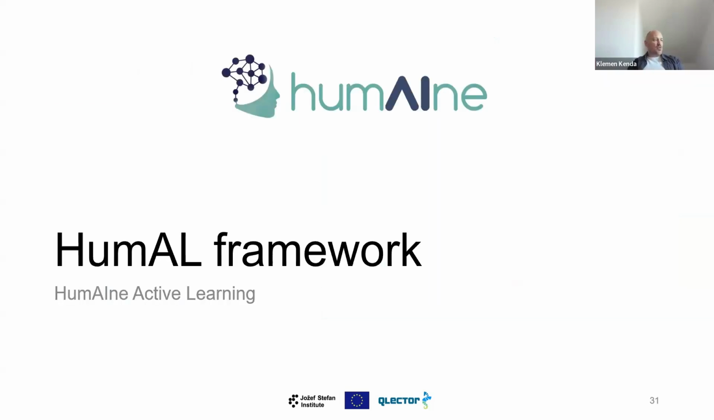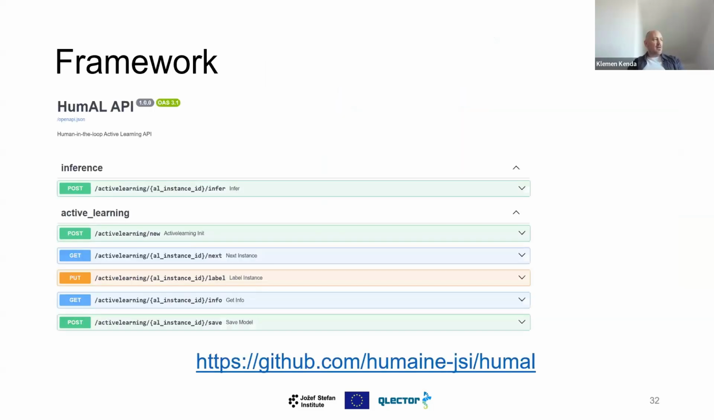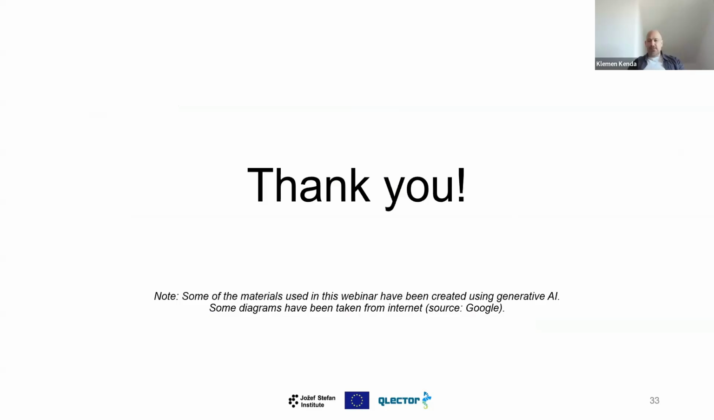Just the last slide. So we have built a HumAIne Active Learning framework. You can get it on GitHub. Basically, this framework is exposing an API which you can use to build new active learning models or go through the training of these models or get info or save this model, and finally also to use these models. We also include some explainable AI and other things which you will see in the demos later. So this concludes the first part of our presentations.